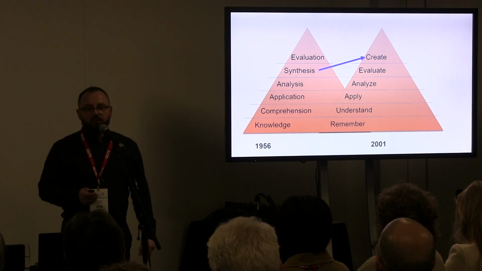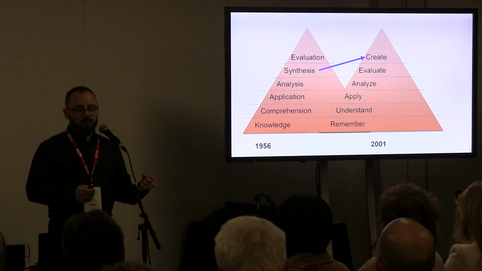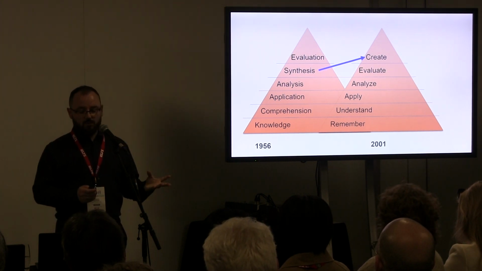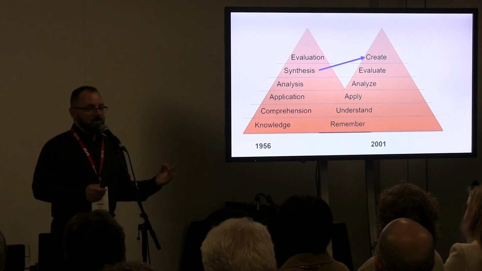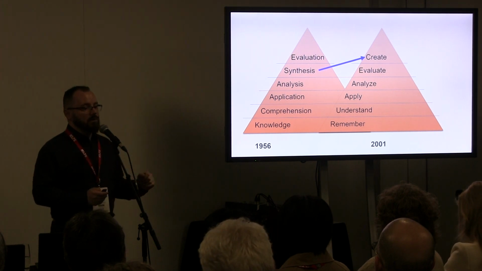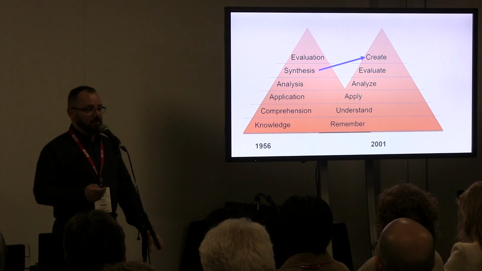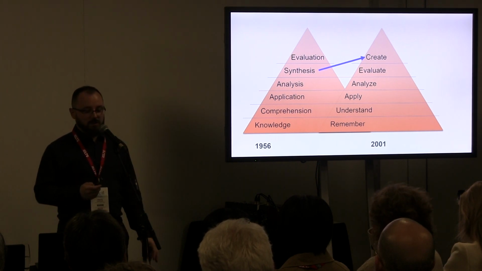The reason why these two swapped places is that at the time when the original taxonomy was proposed, there was not a lot of evidence to prove that evaluation was more complex than synthesizing, whereas the authors of the revised taxonomy looked at some statistical evidence showing that creating is cognitively more complex than evaluating.